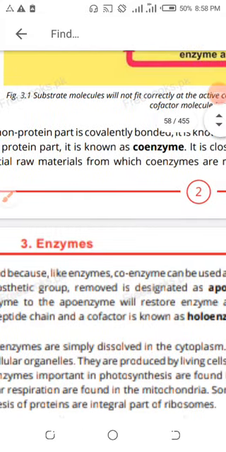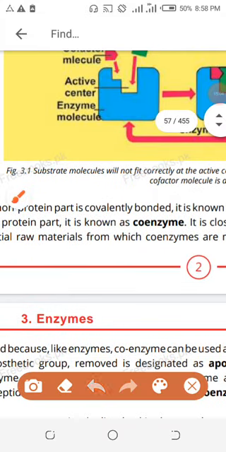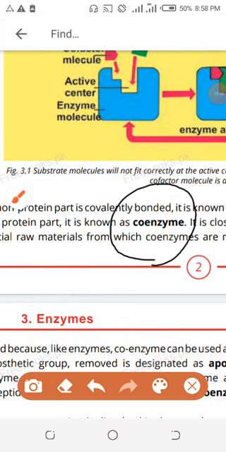So these were the coenzymes I told you. These are the coenzymes. Weak linkage in this active site. So what are enzymes? They are composed of protein. What is protein? It is composed of amino acids. Difference between protein and amino acid: protein is a polymer, amino acid is a monomer. What are monomers? Small molecules are called monomers. Large molecules are called polymers.